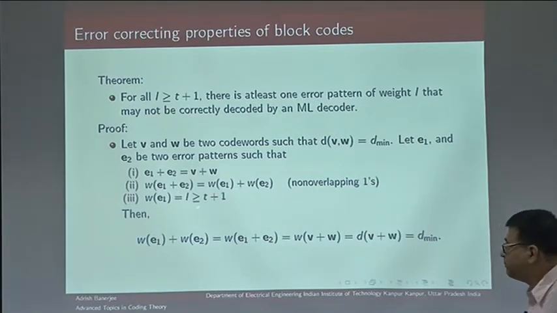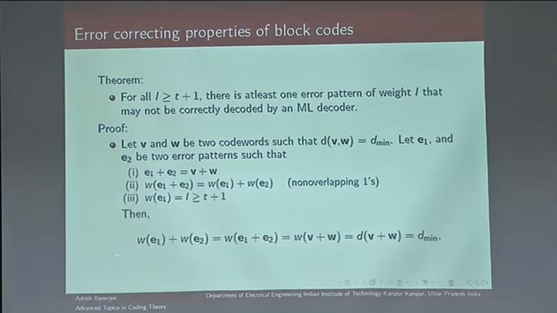So, weight of E1 plus E2 is weight of E1 plus weight of E2, and weight of E1 is at least t plus 1. So, I cook up this error pattern, because I am trying to show you that if there exists an error pattern of weight t plus 1 or more, my decoder will be fooled. It cannot correct. It will do wrong decoding.